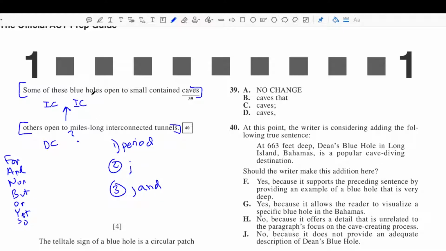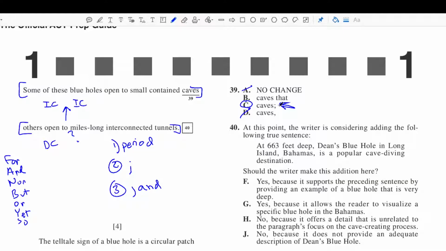Okay, so because we know we have two independent clauses, which answer choice is the only way that we can separate them on this list? That would be answer choice C, because we have the semicolon right there. None of these other options separate the independent clauses. A, right, doesn't have anything between them, right? So it's just a run-on sentence. D, likewise, does not separate them.